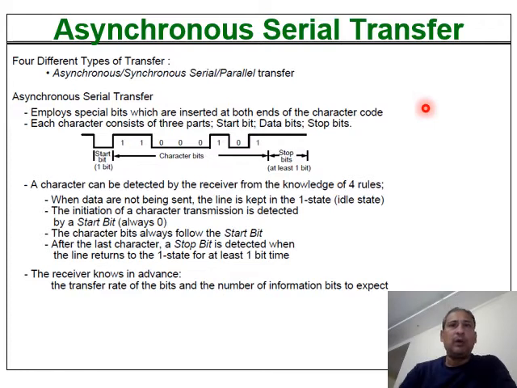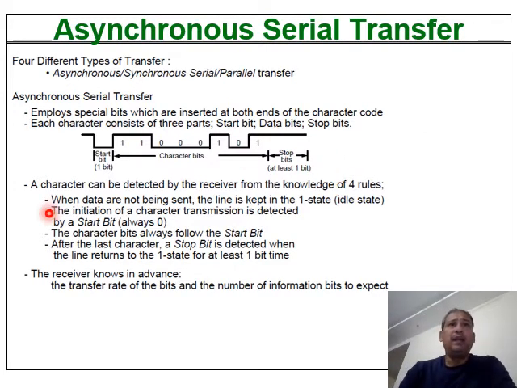So how do we tell? As I've already told you, the bus or the signal line can never be empty. It has to be maintained at either a zero state or a one state. So how do I tell my receiver when the character starts and when the character ends? Each and every character is made up of bits, so each character's bits are enclosed within the start bit and the stop bits.